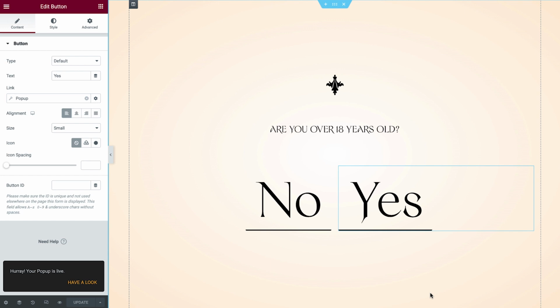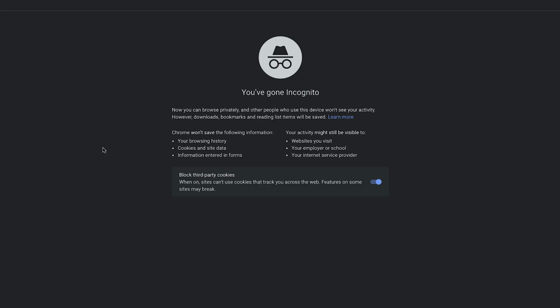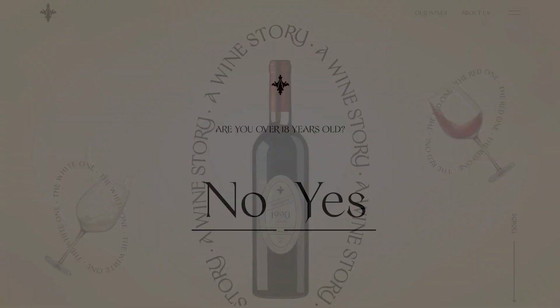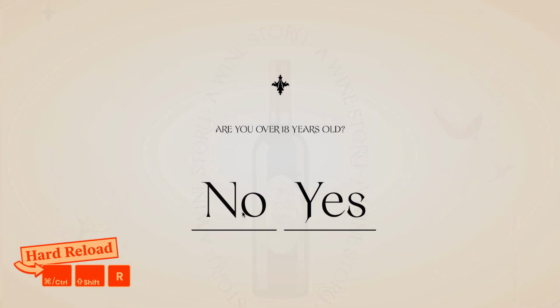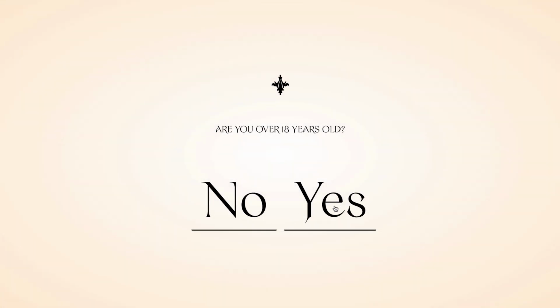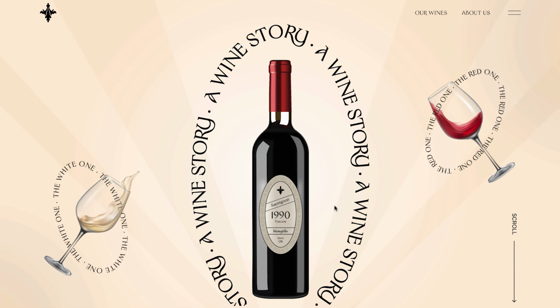Let's now test this out. Be sure to open up an incognito window to ensure your testing is effective. We'll visit the website, and as you can see, the Age Gate pop-up appears straight away. If we select No, the Entry Denied message appears and stops us from accessing the website's content. Let's do a hard reload now. And this time we'll select Yes. The pop-up now disappears and allows us to continue viewing the website's content.